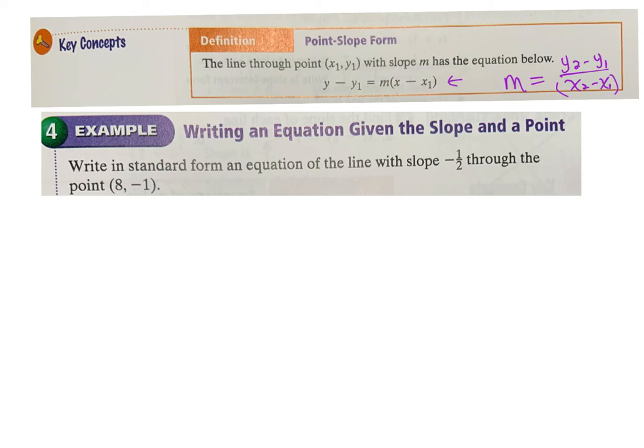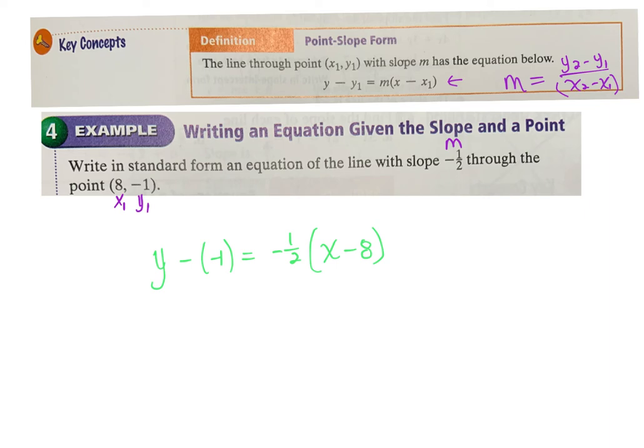And then I can distribute, move my x's and y's, move my constants, and I can get it in standard form. All right? So that's what I'm going to do. I'm going to start with my point slope. My slope here, that's my m. My point, that's my x1 and my y1. And then I'm just going to fill it in. y minus y1 equals m times x minus x1.